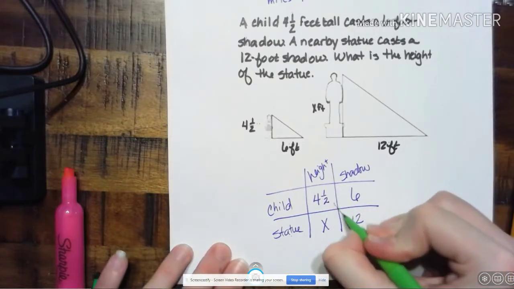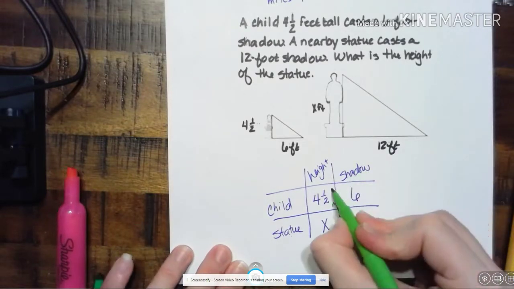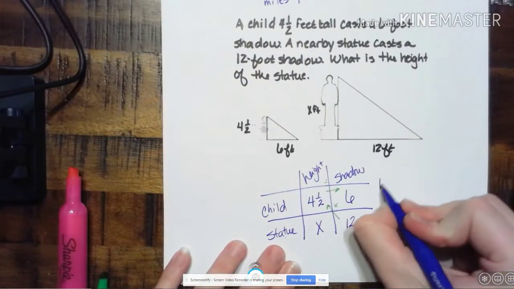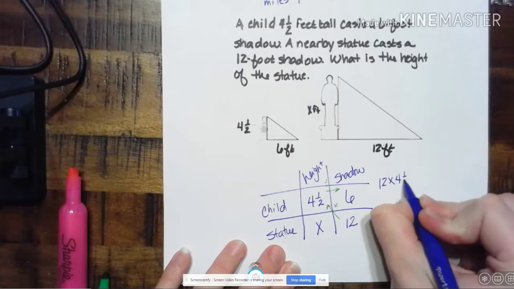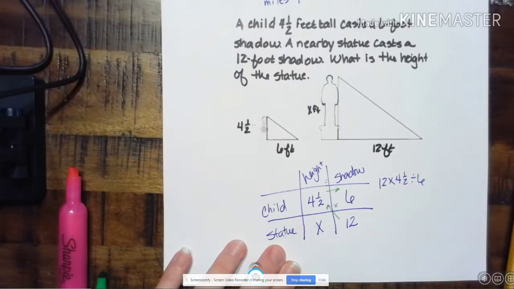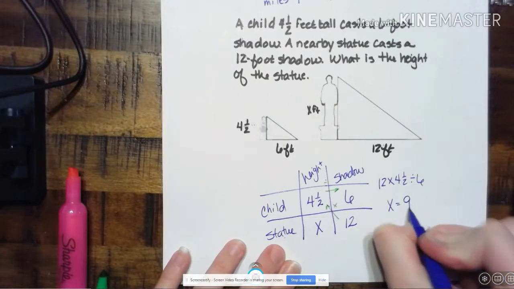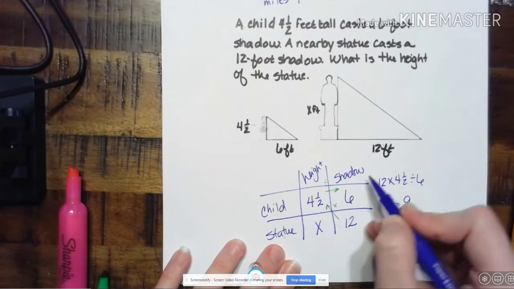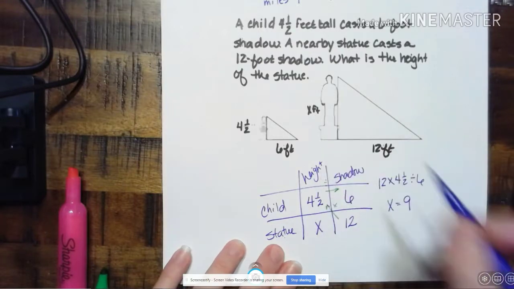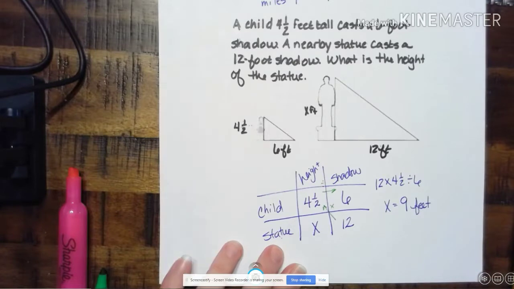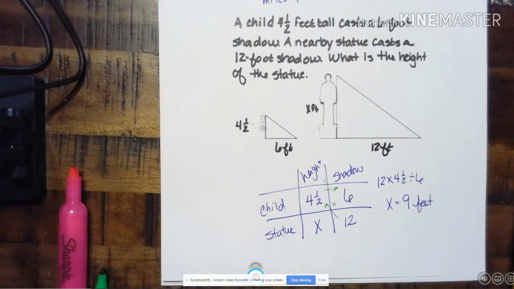So here I would cross multiply and divide. So I would have 12 times 4.5 divided by 6. And I would get x equals 9. Again, I'm a stickler on labels, so the height is going to be 9 feet.